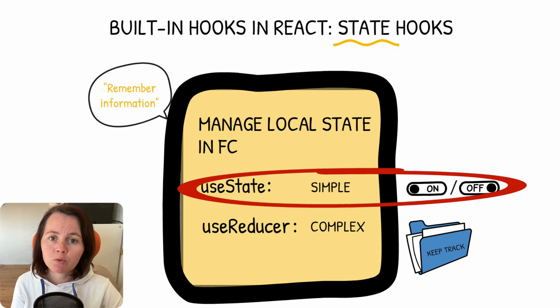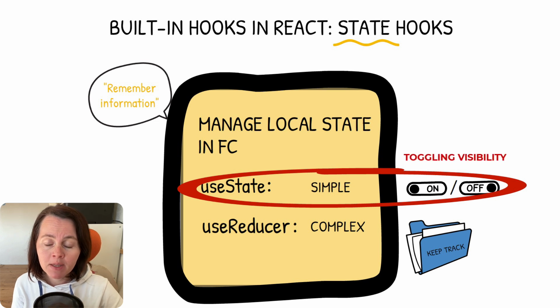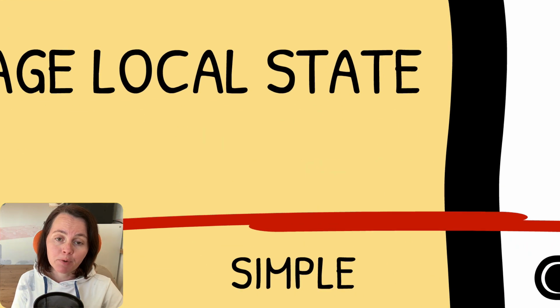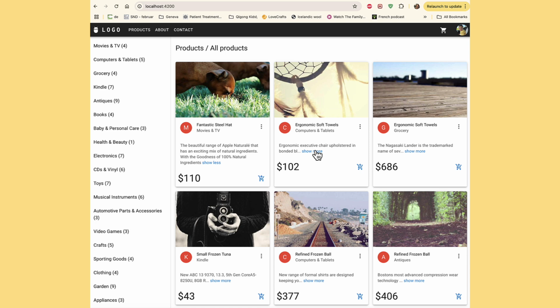The useState hook is one of the most commonly used hooks in React. It's perfect for simple cases, such as toggling visibility, because only one piece of information needs to be remembered. When this information changes, the component re-renders. In this practical coding example, we will use useState to show or hide additional information about a product.